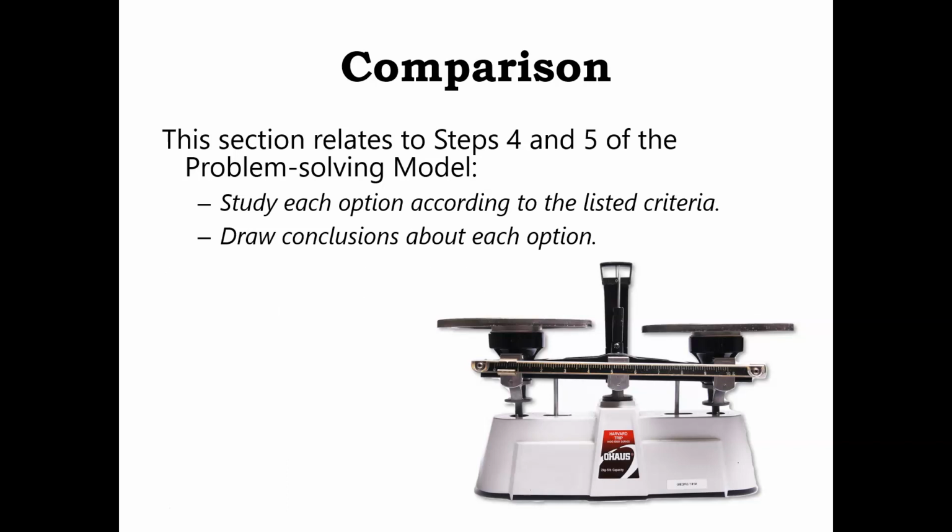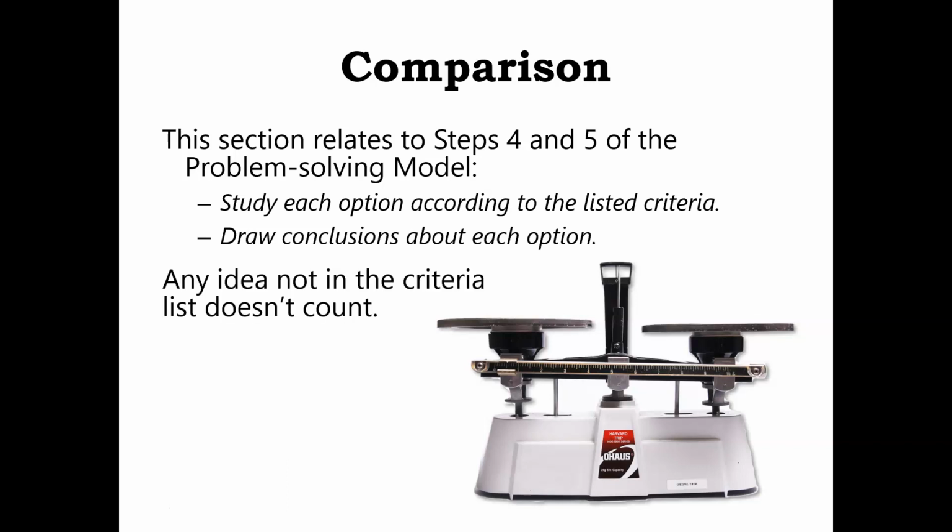Here's the thing. I'm going to make this blink because it's important. Any idea that is not in the criteria list doesn't count. So when you are comparing the options, apples to oranges, if you didn't mention something in the criteria list and you think, oh yeah, hey, how about this? I'm going to use this to compare. No, you have to go back and include it in that criteria list.